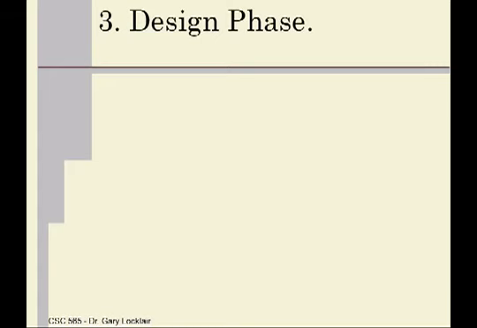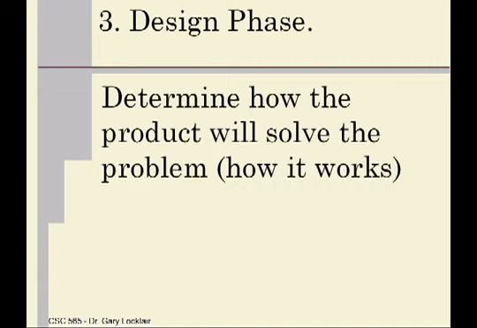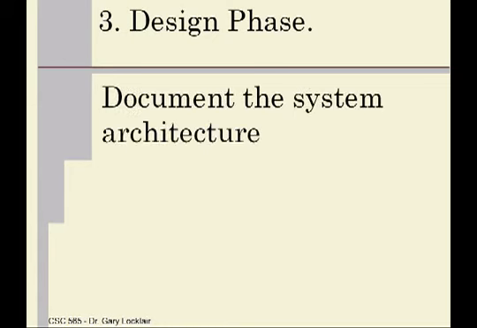Number 1, requirements. Number 2, specifications. Number 3, design. The design phase is going to determine how your system functions. Up until now, we've been looking at a product. We've been visualizing a product from the outside in. Now we've got to look at it from the inside out. We have to figure out how is this thing going to do what I said it would do in step 2. How it works, how it solves the problem.